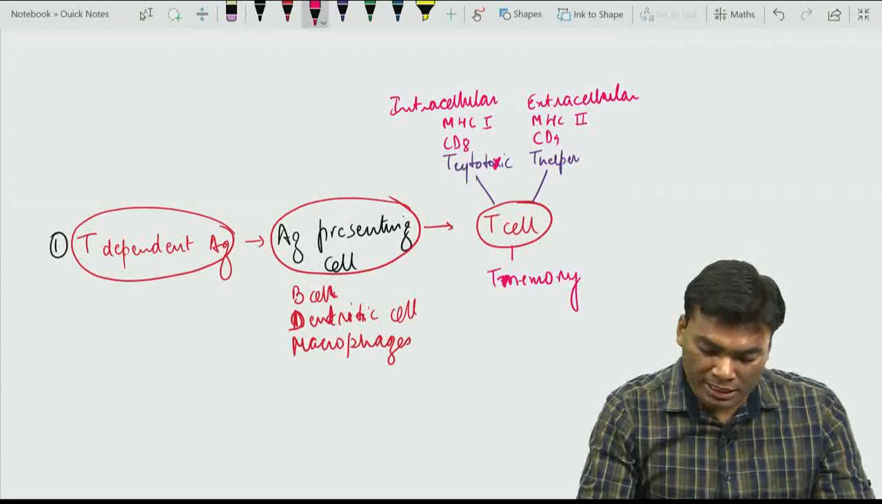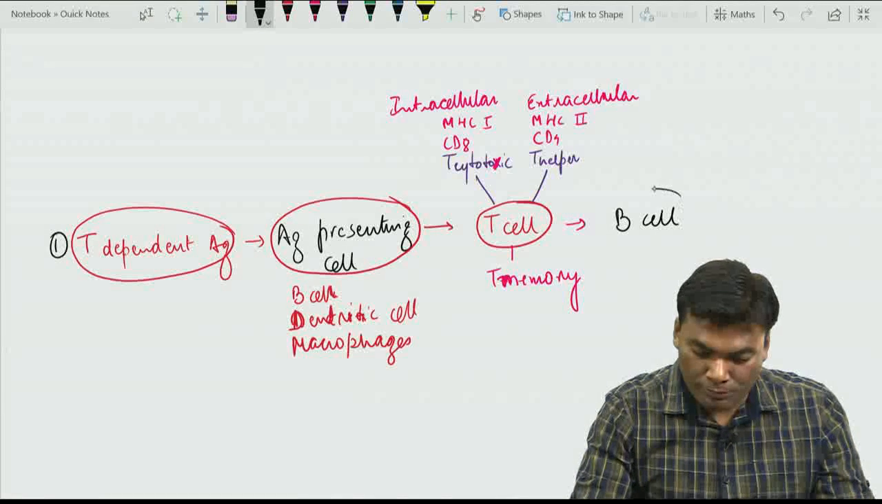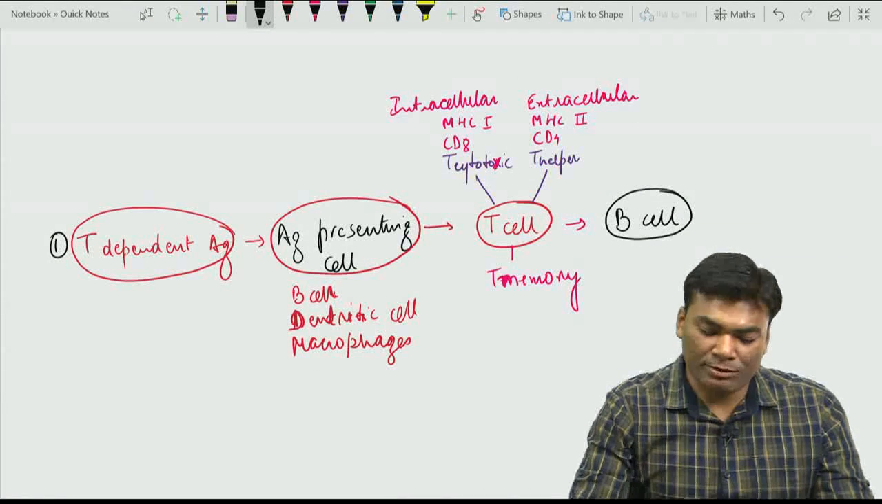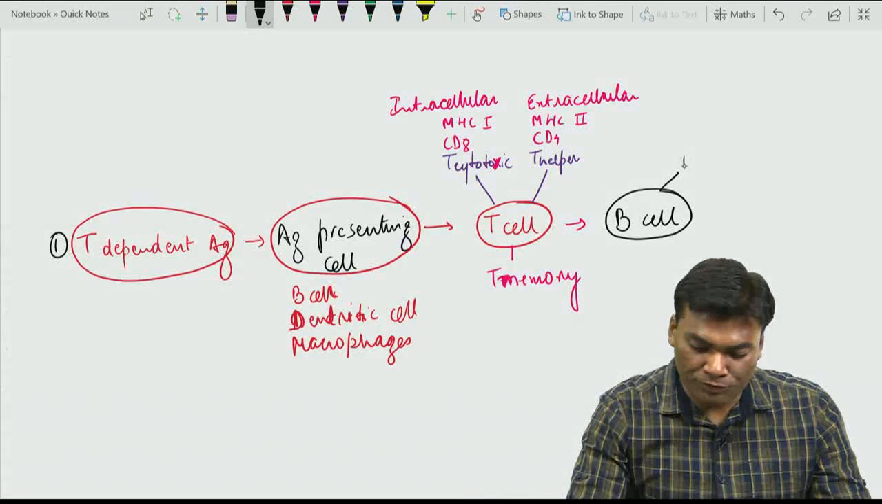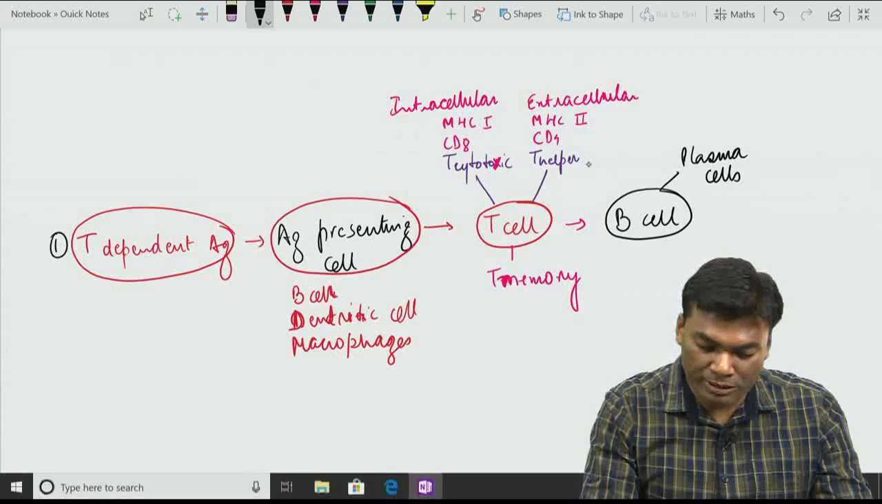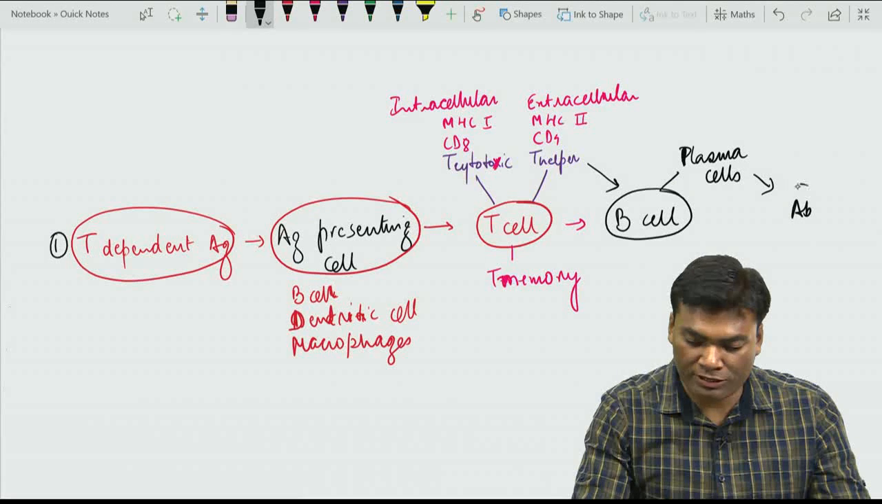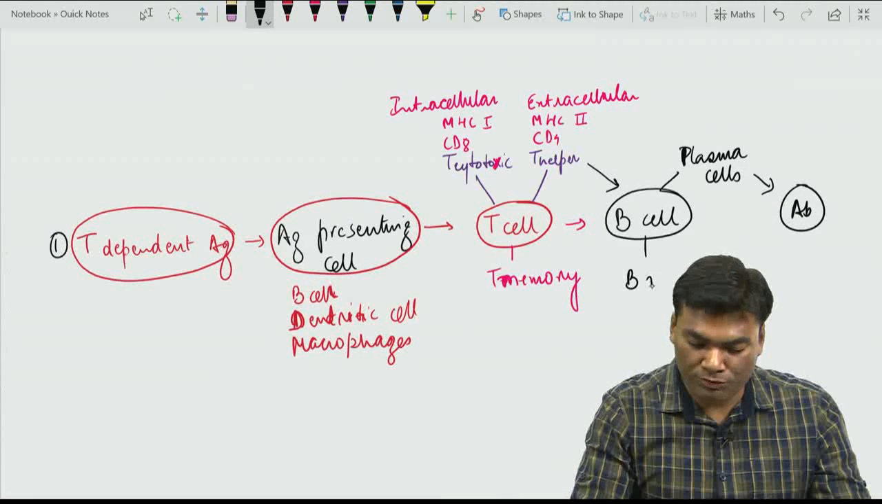Okay, then this entire setup moves to the B cell. Now the B cell is also a resting B cell. So once stimulated, it will form plasma cells. Now T helper cells also stimulate the B cells so that they convert to plasma cells. This plasma cell will then secrete antibodies, right? And in this process we will have a B memory cell also.